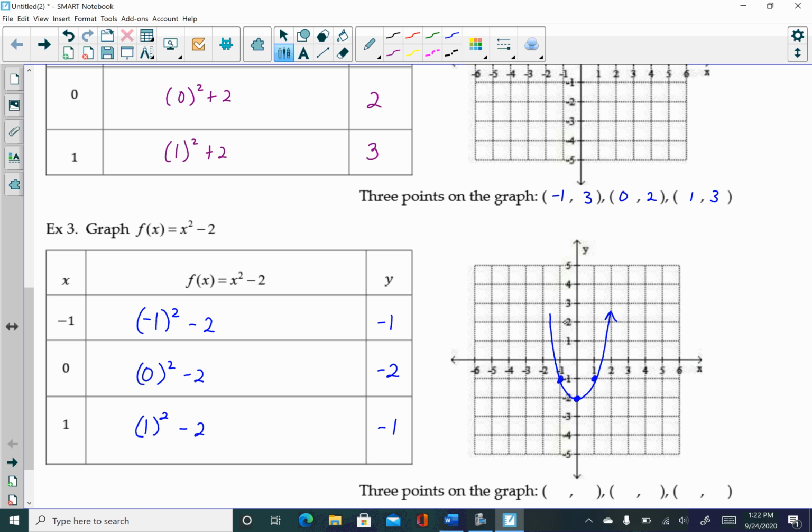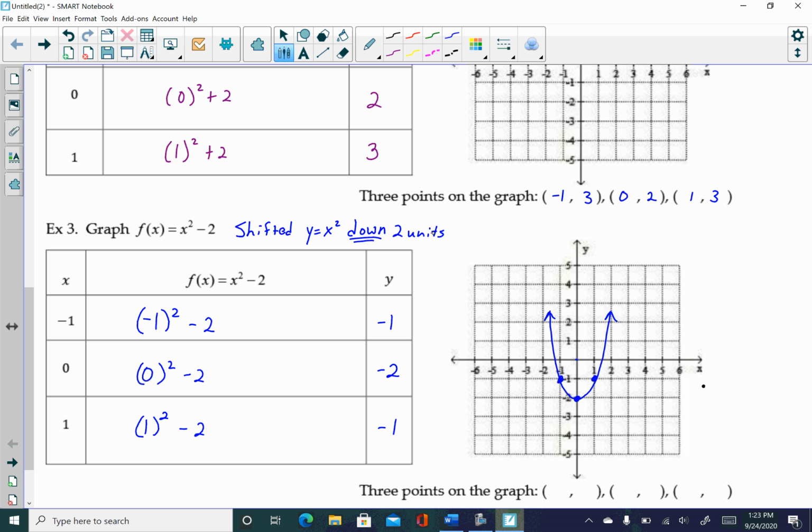Connect my dots. Again, if you compare that to the very first y equals x squared that we graphed, here was your original vertex here at 0, 0. Now that minus 2 shifted our graph down 2 units. So it shifted y equals x squared, our parent function, down 2 units.